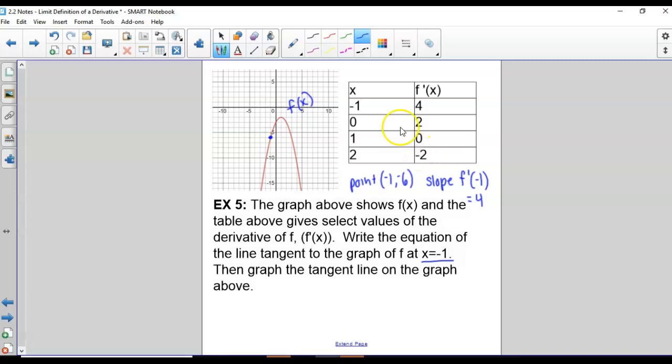So this other information here is just extra, in case I gave you a different point. But in this case, this is the table of the derivative, so you're just reading it off at -1. Oh, excuse me. The slope is 4. So we've got a point, we've got a slope. We're going to do y plus 6 equals 4 times x plus 1.